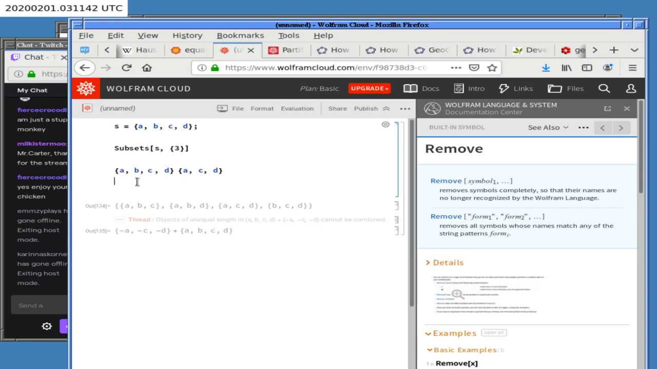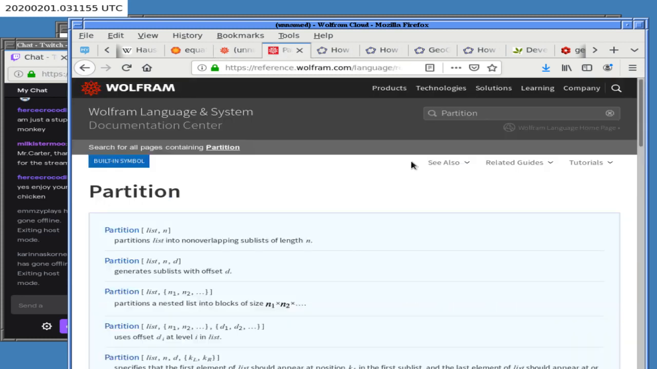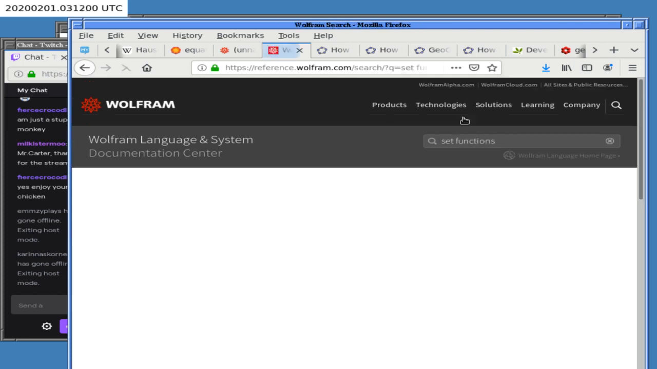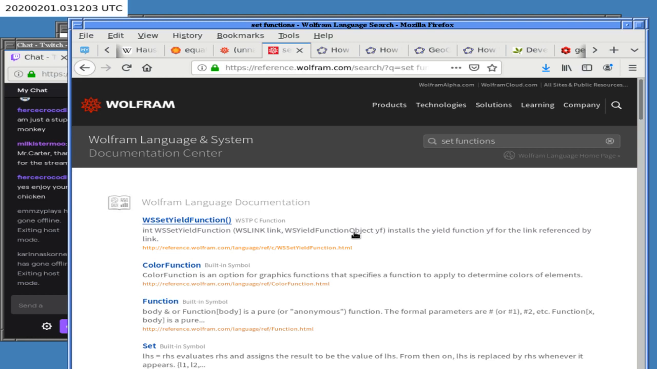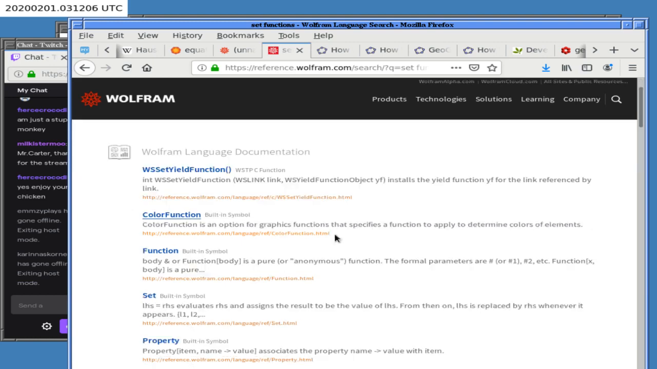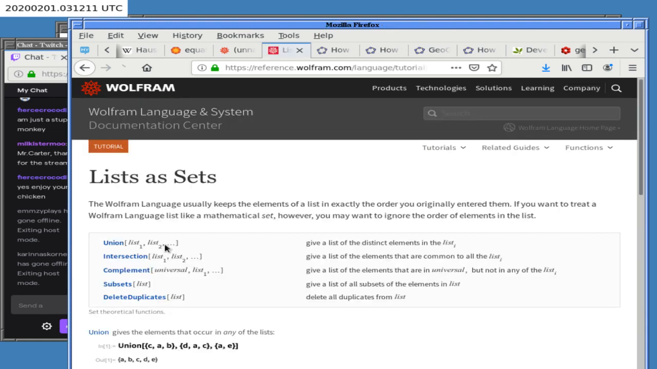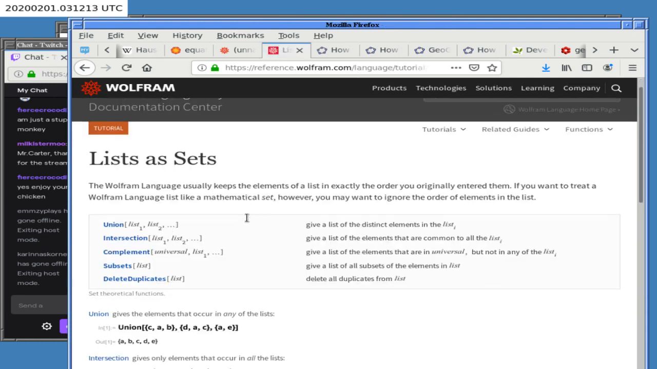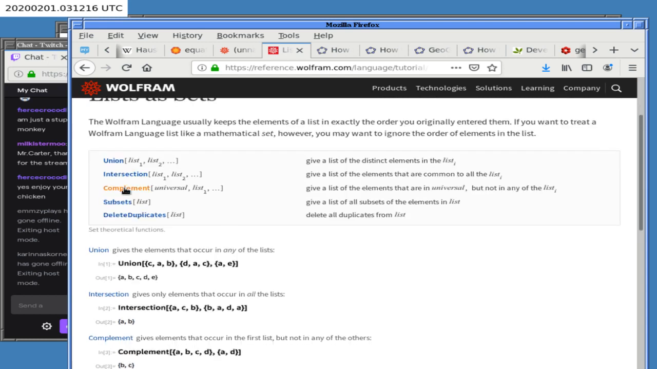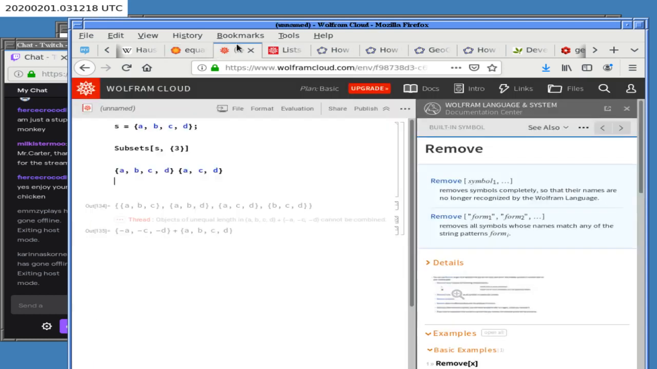for each of the three element subsets of A, B, C, D, partition it so that we have those three elements here followed by the missing element. However, let's look at some set functions. That's the set, meaning set equal to, lists as sets. So, okay, I think what I'm looking for is the complement of the set. So let's see if we can do that.